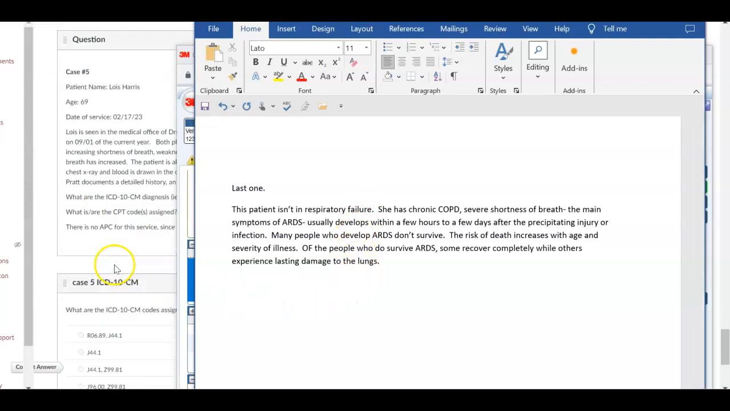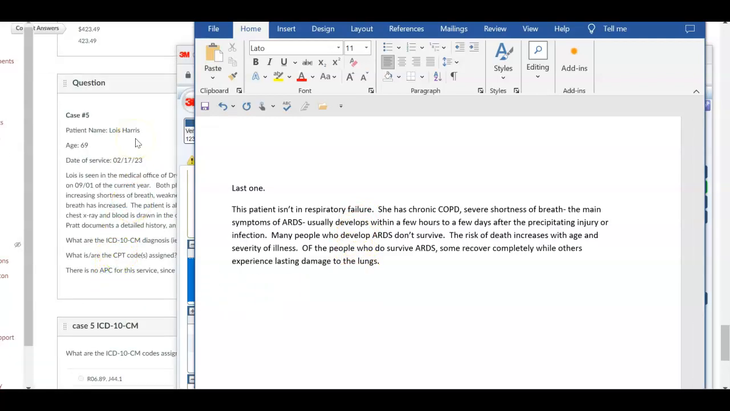Okay, the very last one here, we have Lois Harris. And with this patient, let's talk about that. She isn't in respiratory failure. She has had chronic COPD, severe shortness of breath. The main symptoms of ARDS, which usually develop within a few hours to a few days after precipitating injury or infection. So many people who develop ARDS don't survive. The risk of death increases with age and severity of illness. So, of the people who do survive, some recover completely, while others experience lasting damage to the lungs.